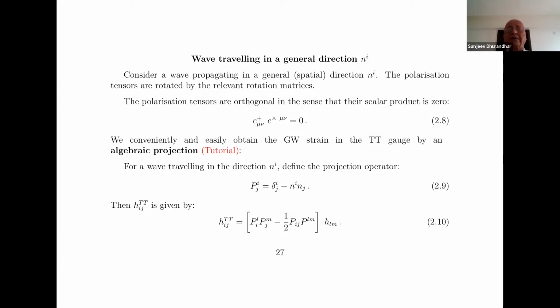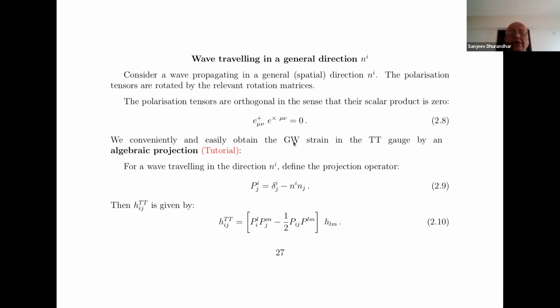Anyway, consider a wave propagating in the general spatial direction Ni. The polarization tensors are rotated by the relevant rotation matrices. The polarization tensors are orthogonal in the sense that their scalar product is zero, so E plus mu nu, E cross mu nu is zero. It is just like your X and Y polarizations for the electric field, or the magnetic field. There also you take two orthogonal states, which is much easier to work with. You don't end up with a mess of cross terms. So here E plus mu nu, E cross mu nu is equal to zero.